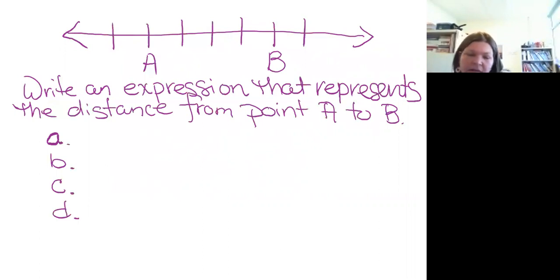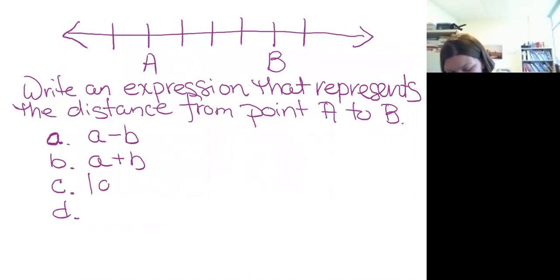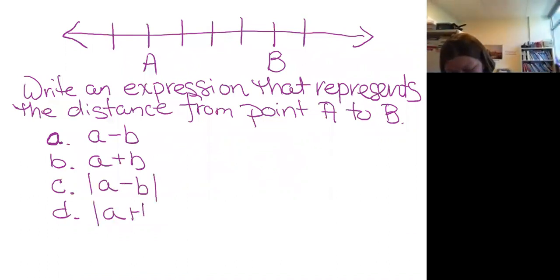And math teachers in general, not just the GED, are pretty predictable. We know what fools you guys. So the answers would probably look like this. There would be an A minus B, an A plus B, an absolute value of A minus B, and an absolute value of A plus B. And so we have to know that there's 2 things to distance.